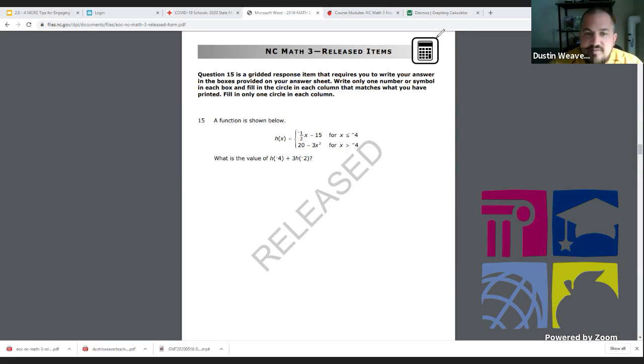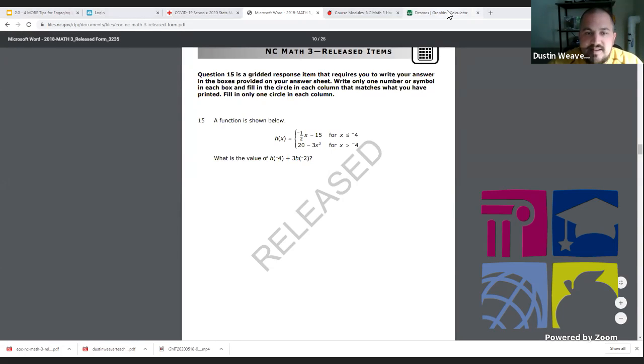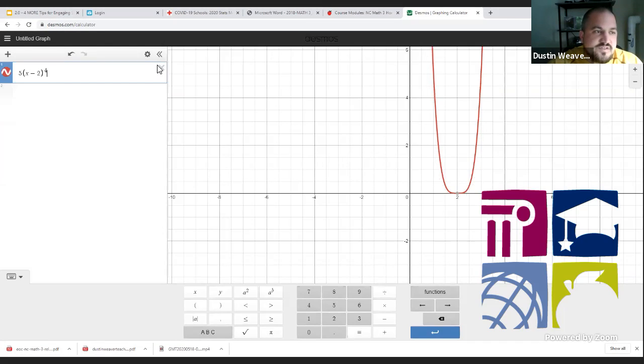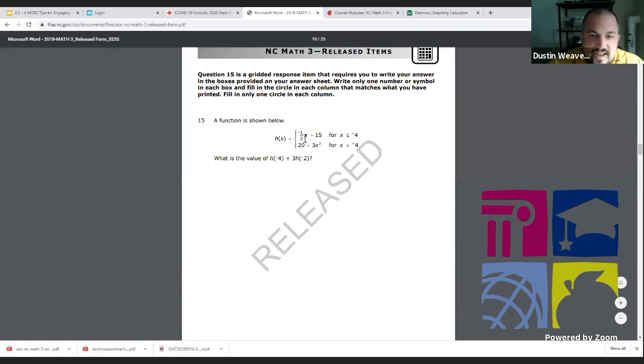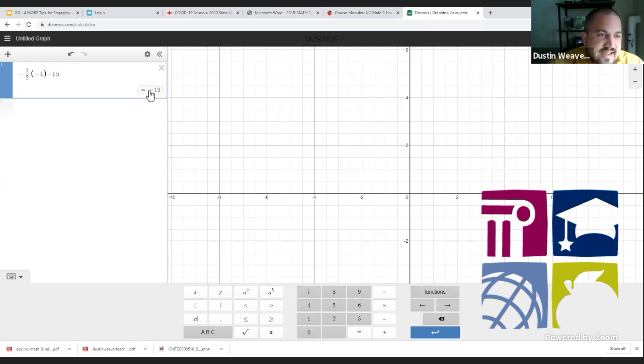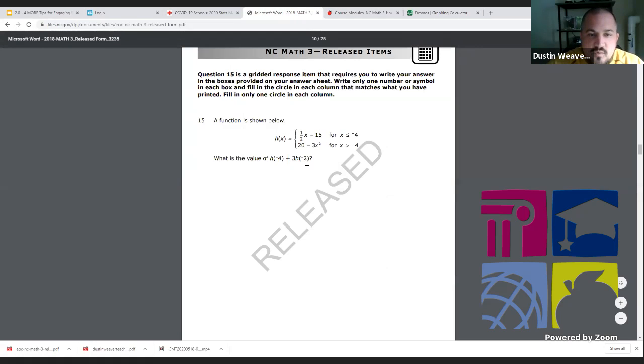So that's negative 1/2 times negative 4 minus 15. And I'm going to go to Desmos and type that in. Negative 1/2 times negative 4 minus 15. And I get negative 13 there. So if I plug in negative 4 for x, I get negative 1/2 times negative 4 minus 15 is negative 13. Okay? Let's look at the second one.